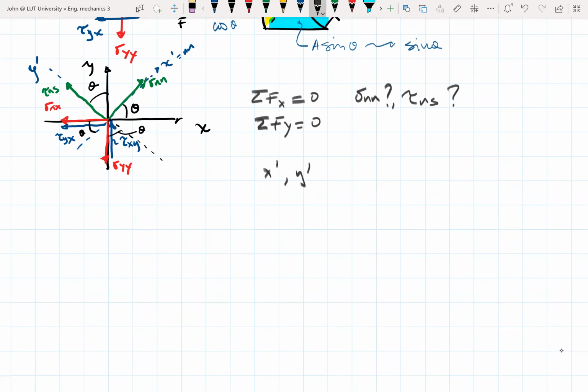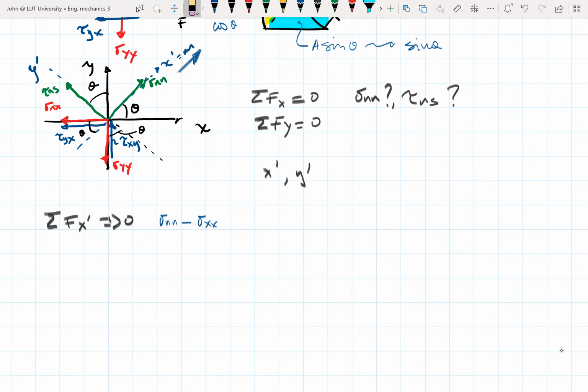If I say, okay, I want to know what's happening in this x prime direction, the x prime direction is this one here, aligned with the normal stress of the inclined plane. If I perform the force sum in this direction, I will have sigma nn, that's the first one, minus, let's start with the normal stresses, sigma xx.